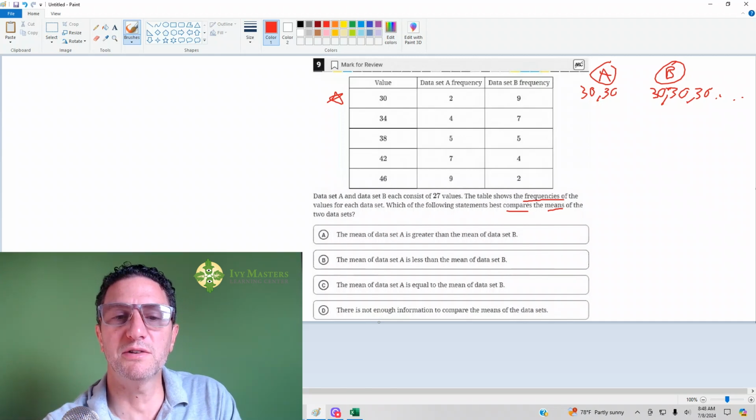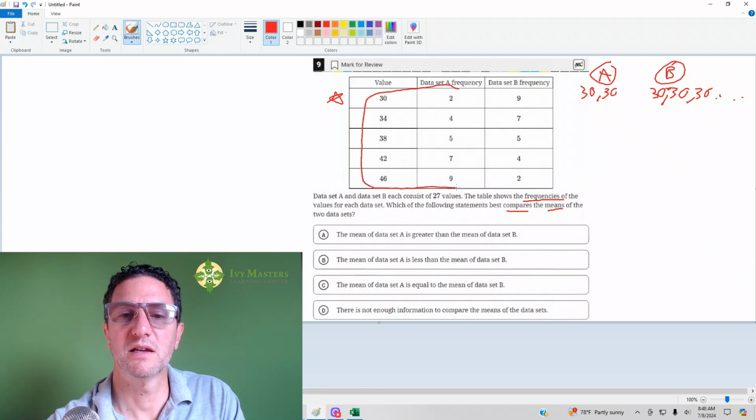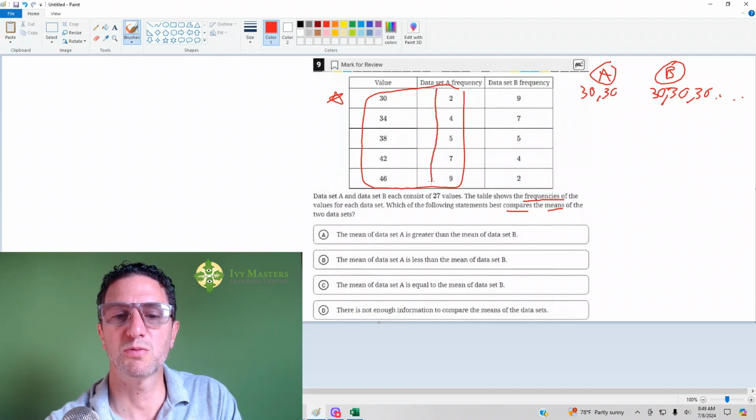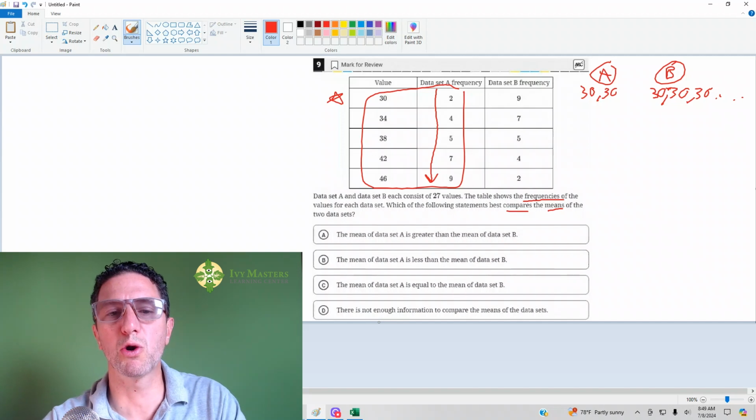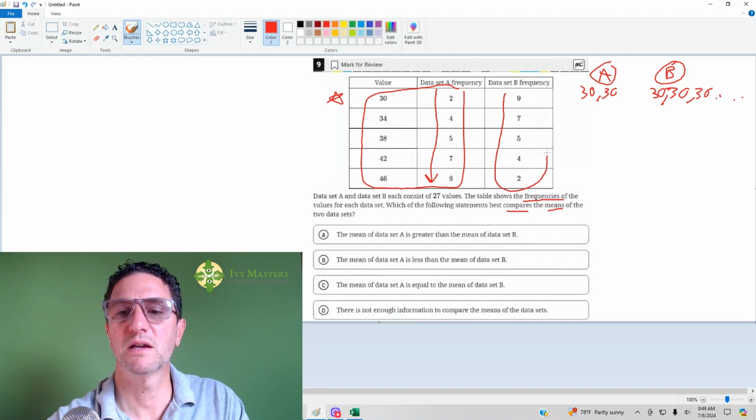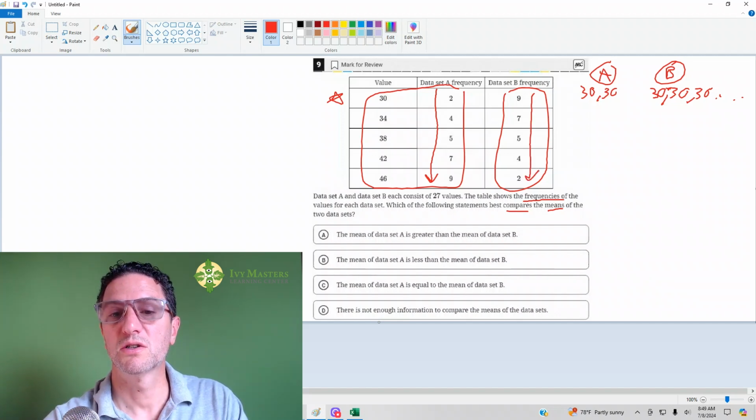So check out dataset A. There's only two 30s. There's 9 46s. And as the numbers get bigger, there's more values. In other words, there's more bigger values for dataset A. Dataset B, there are fewer greater values. So since there are more greater values, dataset A is going to be greater than dataset B.